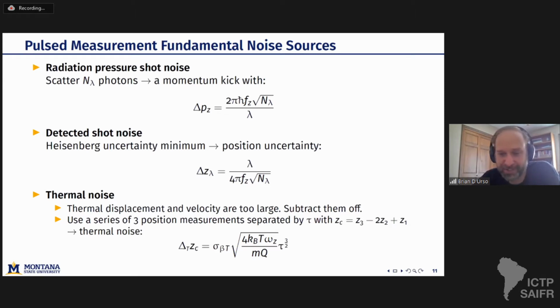which we sometimes call the curvature of the position, you can then get to a measurement that is not limited by thermal noise. And this expression on the bottom is the calculation of thermal noise in this three-position measurement, where you're effectively measuring the acceleration of the particle. So those are our three major noise sources.